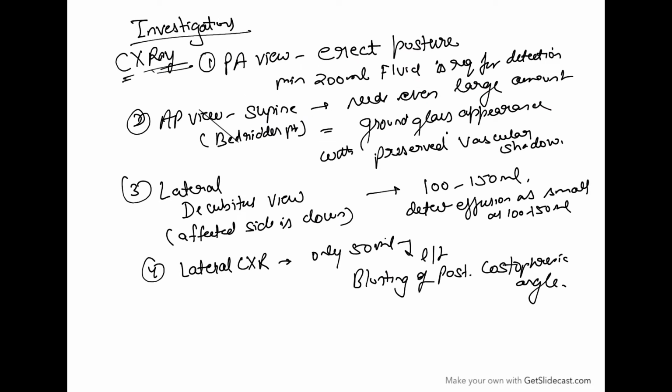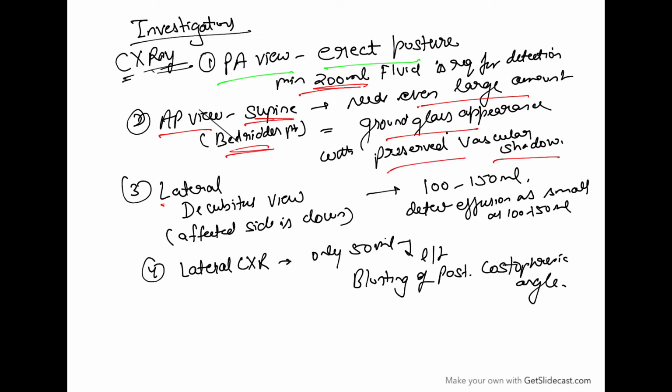Then on investigation, on chest X-ray, which view should we go for? In PA view, erect posture, a minimum of 200 ml is required to be detectable. In AP view, supine position, as done in the case of bedridden patients, even a large amount of fluid needs to accumulate to be detected. And usually it shows a ground glass appearance with preserved vascular shadows. It has a different picture.